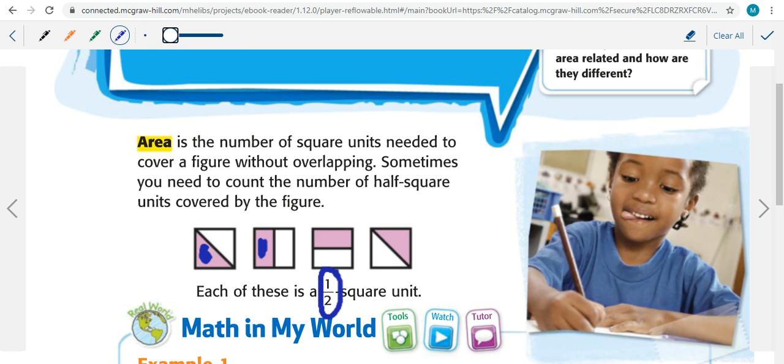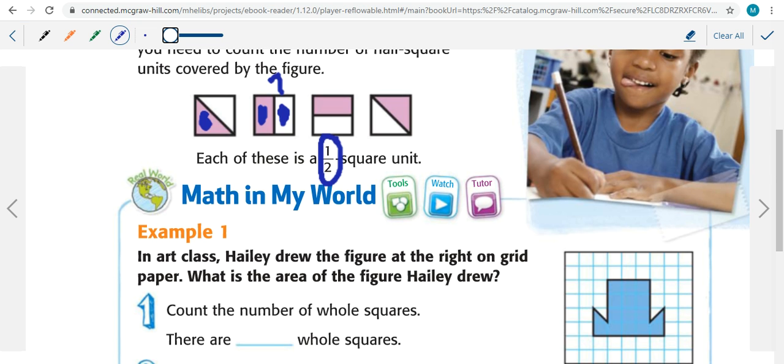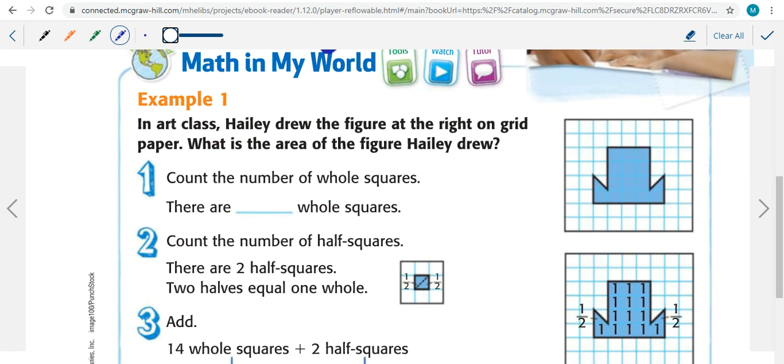If you have two of these, two halves, you will have 1 square unit. Now, let me explain. In our class, Haley drew the figure at the right on the grid. What is the area of the figure Haley drew?